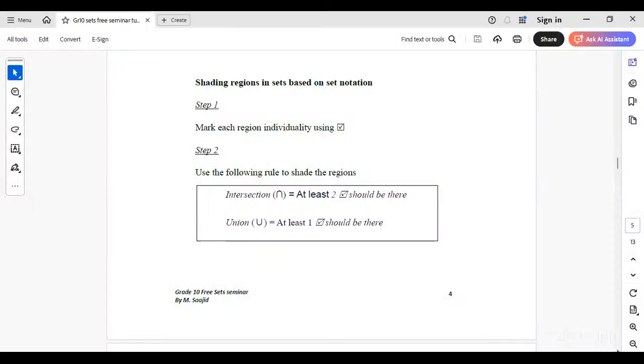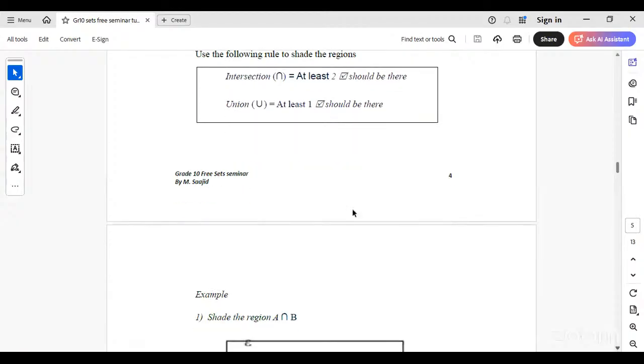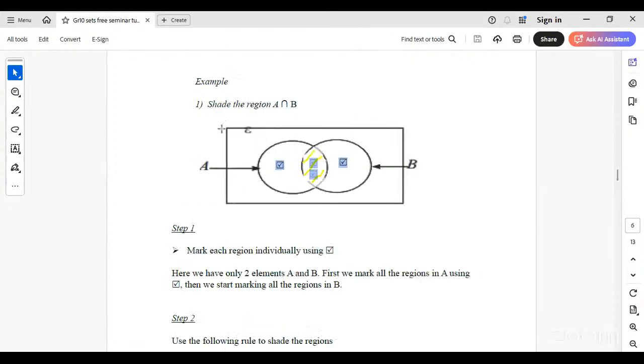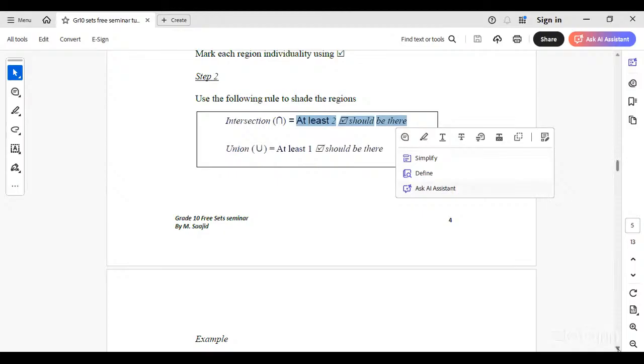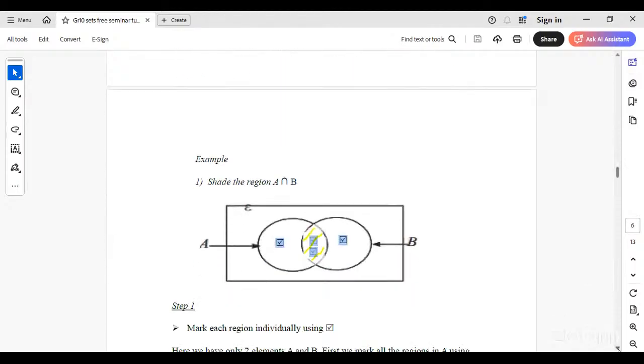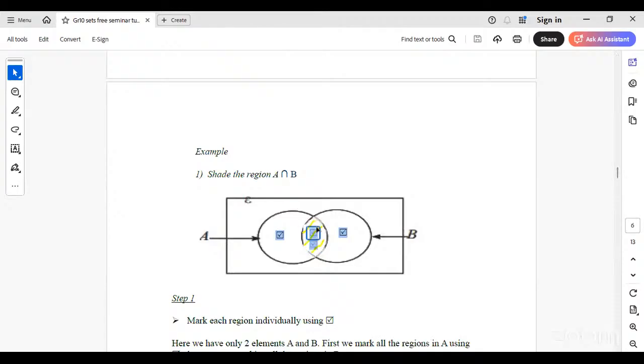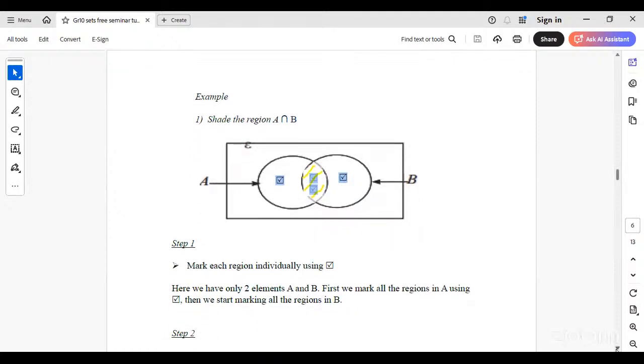So that's what I've denoted here: A intersecting B. These are the regions for A, this one and this one. B belongs to this one and this one. Then the common region is A intersecting B. Why? Because the intersection mark is there. Intersection mark means you have to have at least two ticks. So the region which has at least two ticks is this common middle region, so we shade A intersecting B. I hope you understood that. Very easy part. Let's do a lot of sums later.